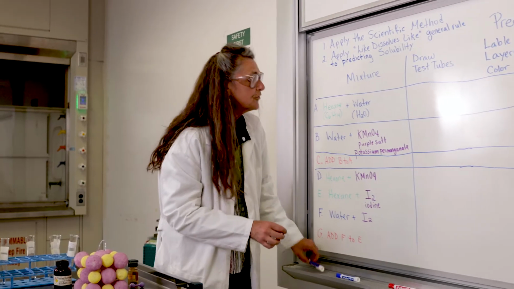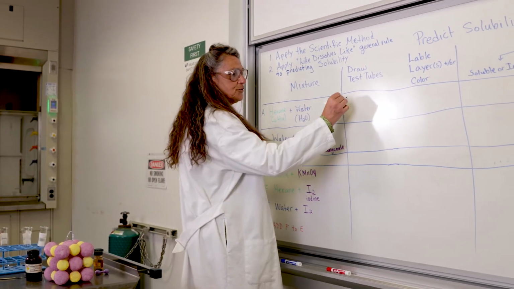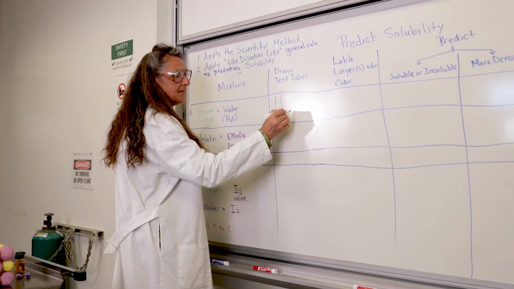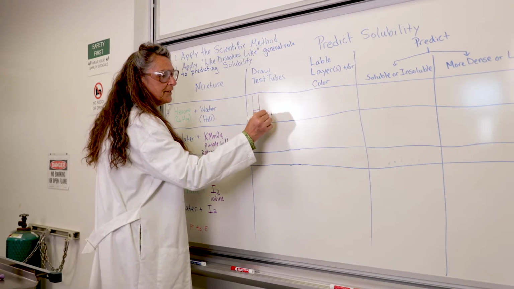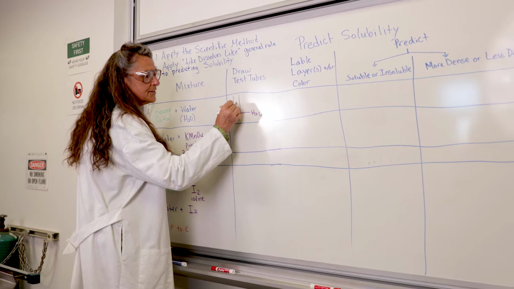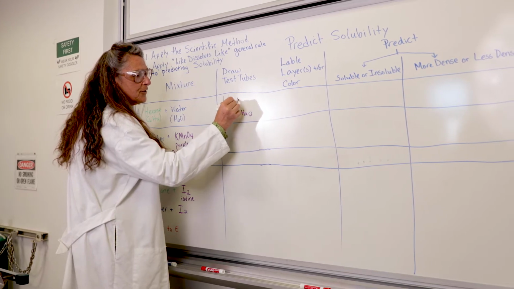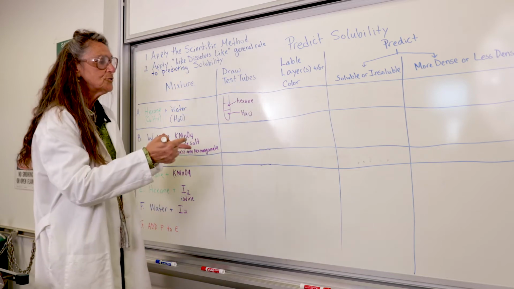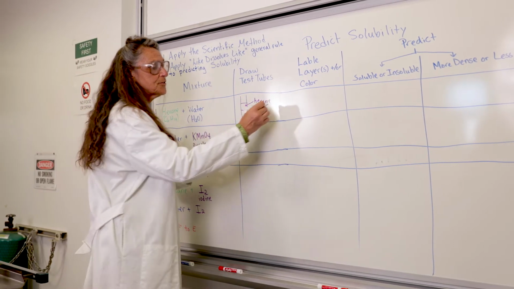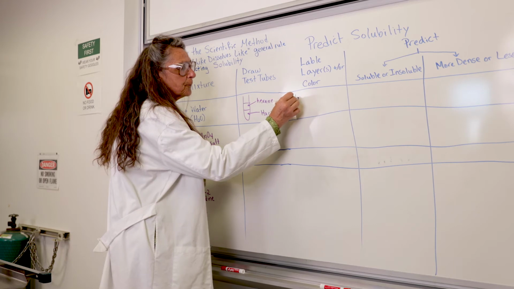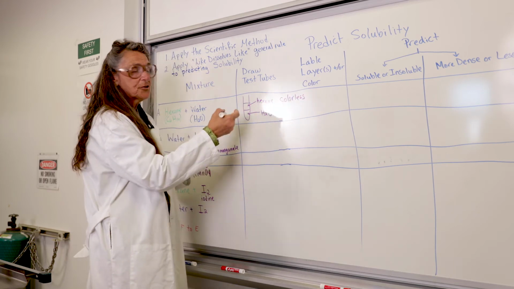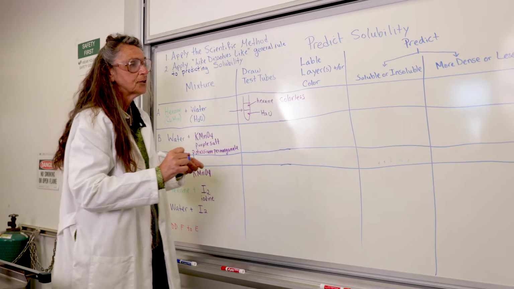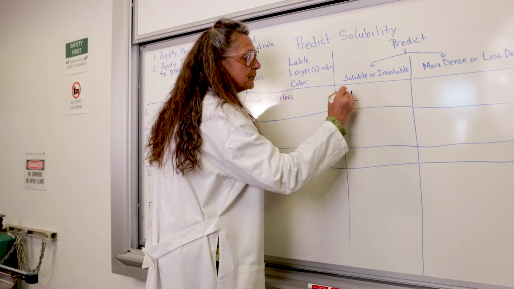So let's fill out this chart. Draw the test tube. As I added more and more water, the bottom layer increased, so hexane is on the top. There are two layers, both colorless. Are these soluble or not soluble? Well, we saw a very distinct layer, so actually it's insoluble.